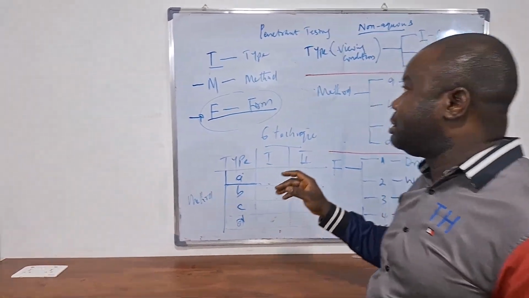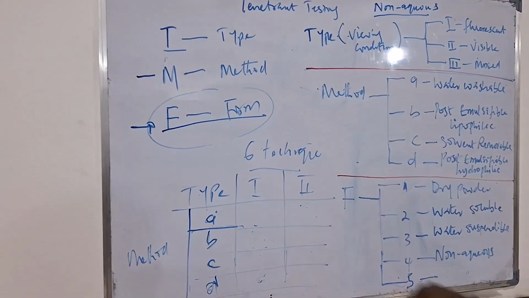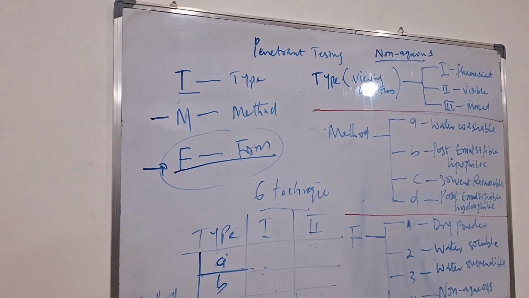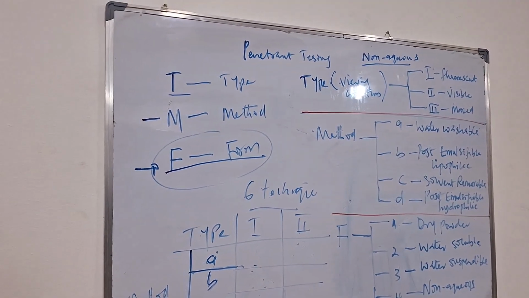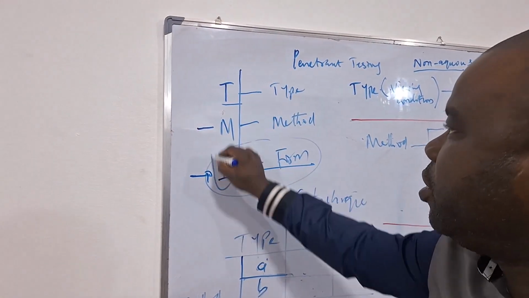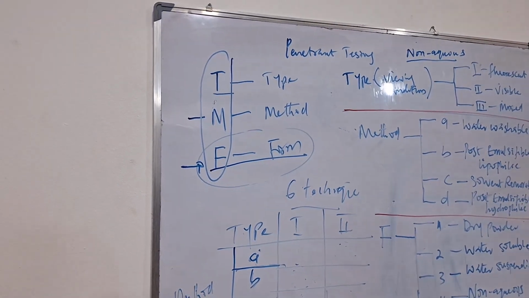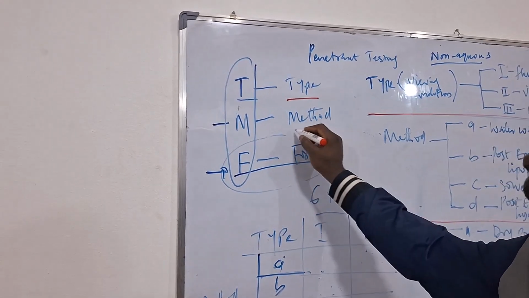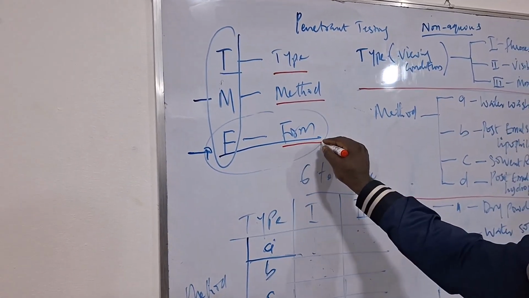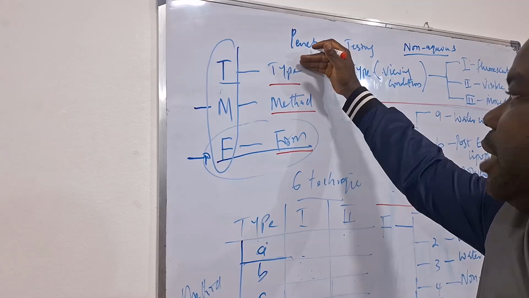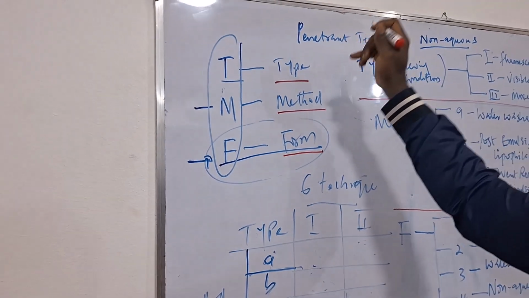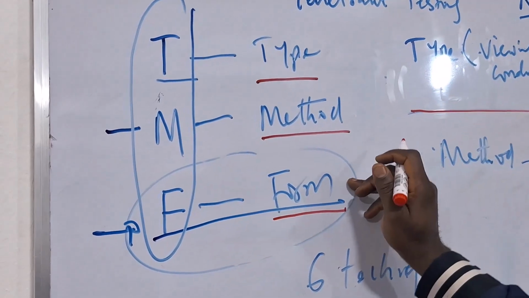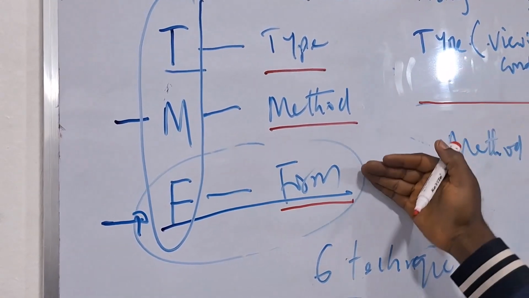Now we'll look at the various techniques for the penetrant testing NDT method. Normally, I will use this illustration of TMF, which is the type, the method, and the form. The type is usually related to the viewing condition. The method is related to the penetrant, while the form is related to the developer.